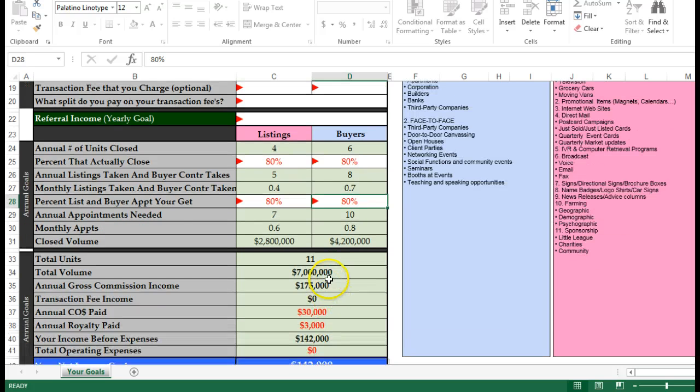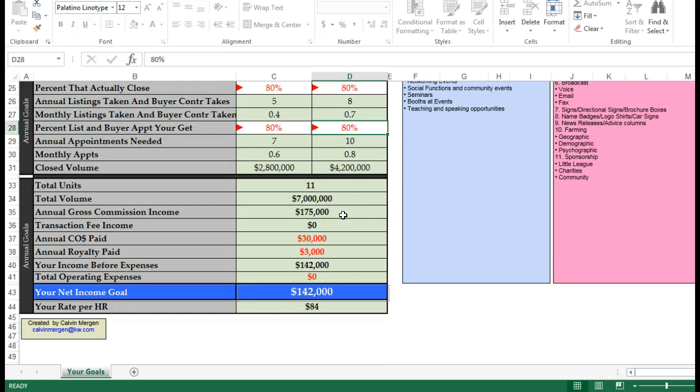By the way, doing this, you would have capped. Your annual gross would be $175,000. You would have paid $30,000 to the company and $3,000 to Keller Williams. You'd have $142,000 left over, but that's before expenses.